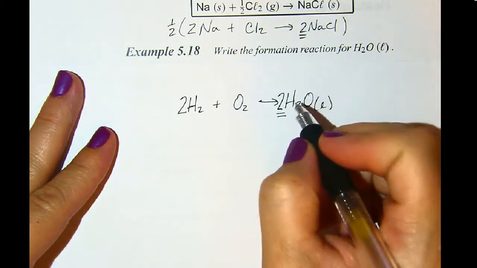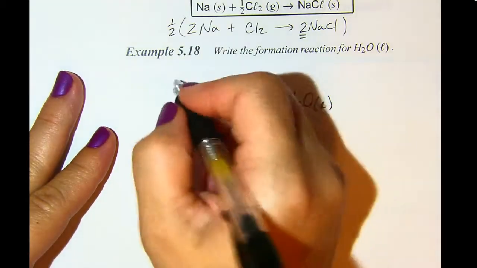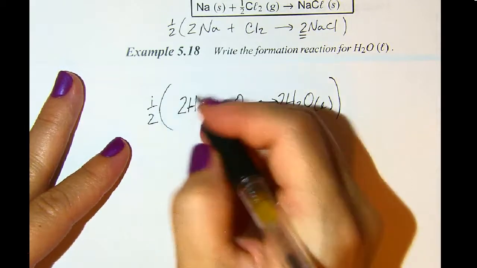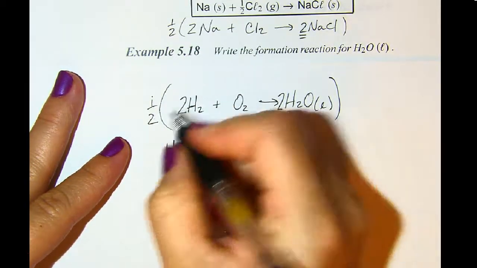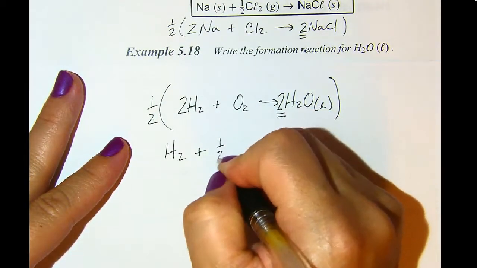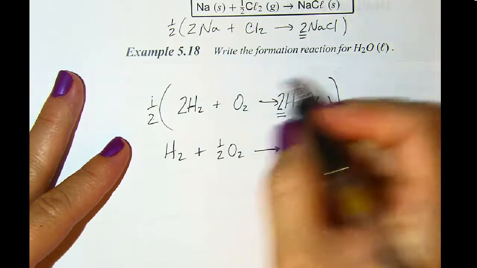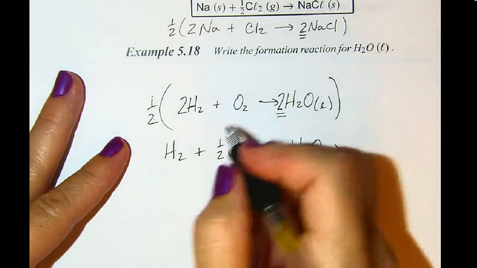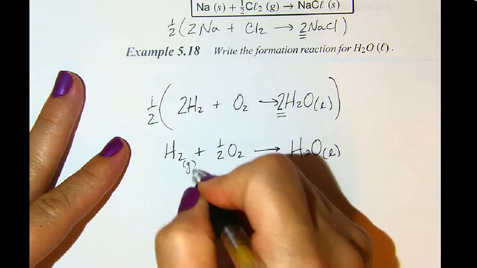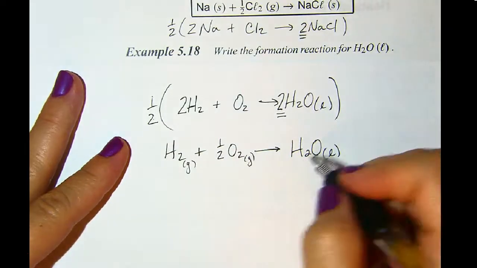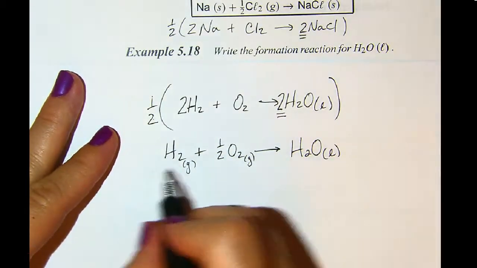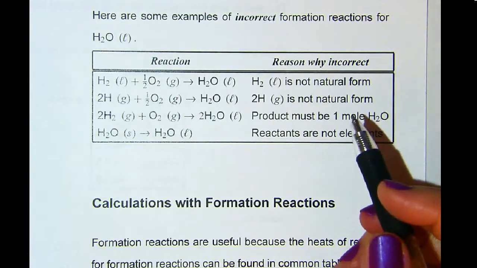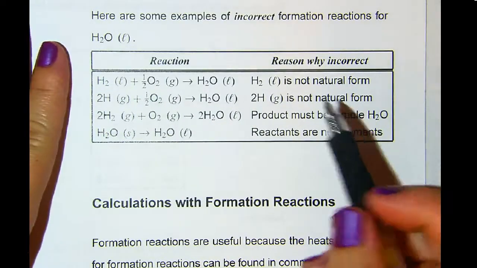Because that has to be 1 mole, I'm going to actually multiply all of this by 1/2. And so 1/2 times 2 gives me 1 hydrogen, plus 1/2 times 1 gives me 1/2 oxygen, yields 1/2 times 2 gives me just 1 water. And so I'm going to end up with H2 plus 1/2 O2 yields H2O liquid, and that would be the formation reaction for water. Here are some examples of incorrect formation reactions for water as a liquid.